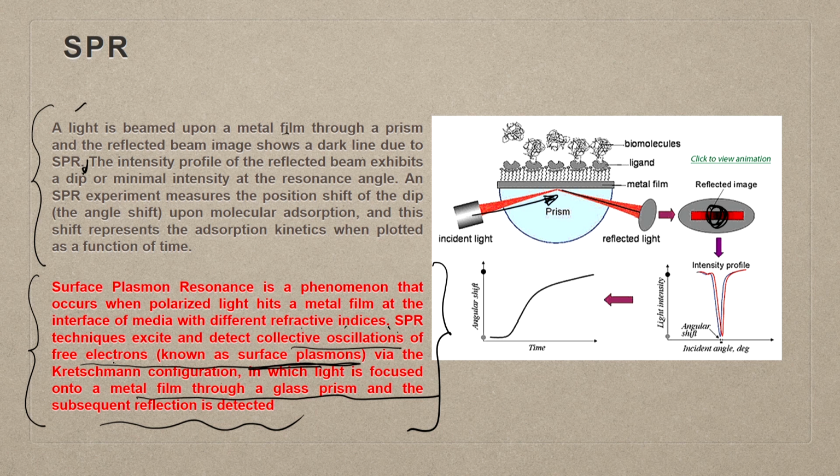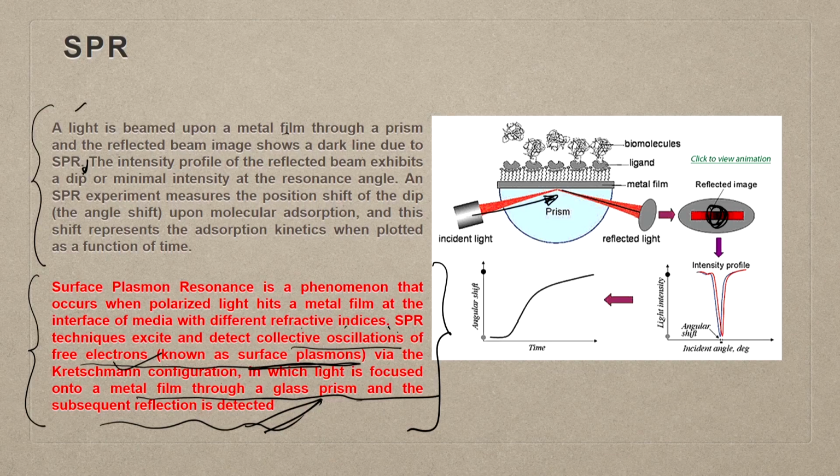The technique detects collective oscillation of free electrons via Plasmon configuration, in which light is focused onto a metal film through a glass prism and the subsequent reflection is detected, and that reflection has a dark band. But that dark band will change if there is some kind of molecular interaction happening on the surface of the metal, because that alters those free electrons which are moving on the surface. Okay. So, now the intensity profile of the reflected beam.